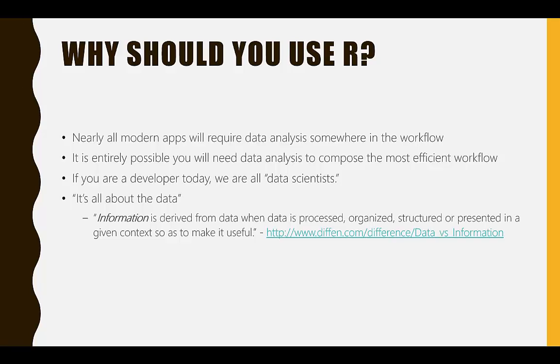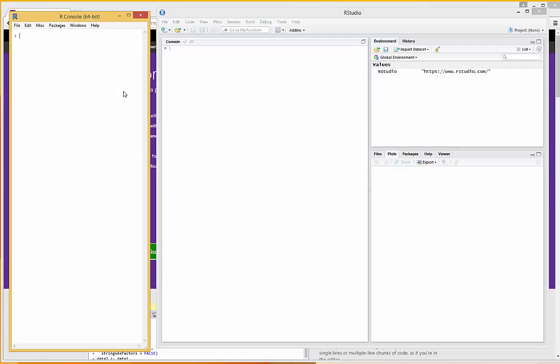I want to draw one distinction here. You see the quote I have on the screen: information is derived from data when data is processed, organized, structured, or presented in a given context so as to make it useful. Information and data are different. I say it's all about the data because that's the raw form of the information.